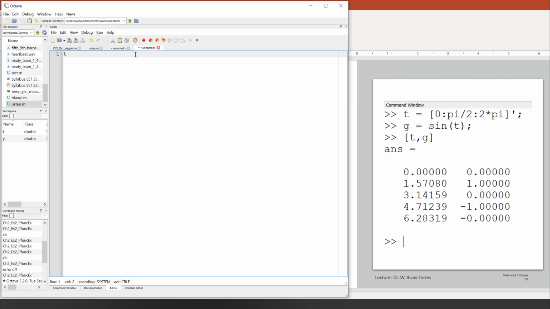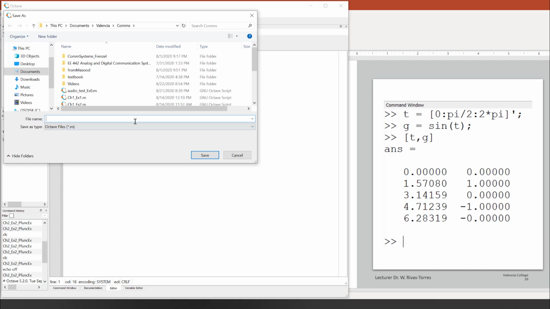Let's try to do the same thing that we were doing on the screen. So from 0 to pi divided by 2, and then we're going to evaluate it at 2 pi, right? If I run the script real quick, you'll notice, there you go, now it's asking me to save it. So let's call it vector example. Okay, that's good enough.